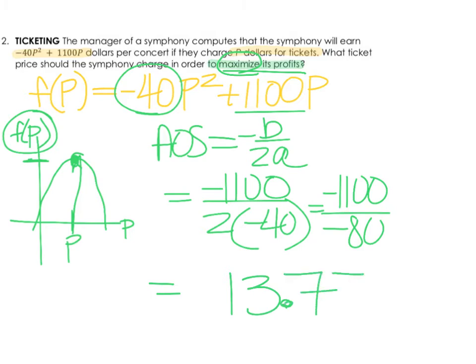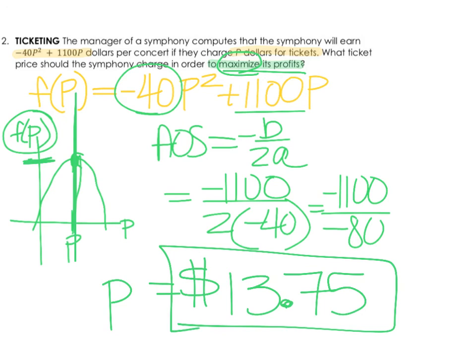13.75. Now putting it back into the context of the problem, this is our p equals. This is our axis of symmetry right here. We're looking for the p value, the price in dollars for tickets, that's going to give us the maximum profit, because our profit is the y. So the ticket price needs to be $13.75 to get our maximum profit. And that's our final answer.